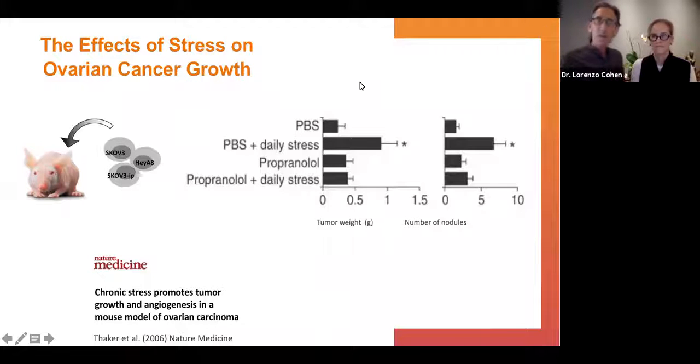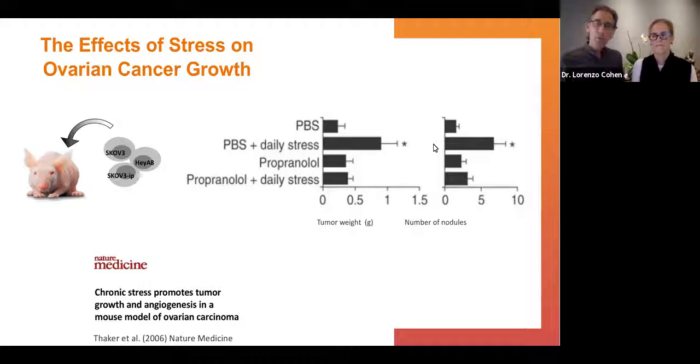What you see here are animals in the first graph and the tumor weight, much larger tumors you see in that second bar if they were chronically stressed. And the second graph is showing spread throughout the body. So the animals who weren't stressed, actually the tumor grew, but it was confined to where the cells were injected, versus the stressed animals had the tumor growing throughout their body.